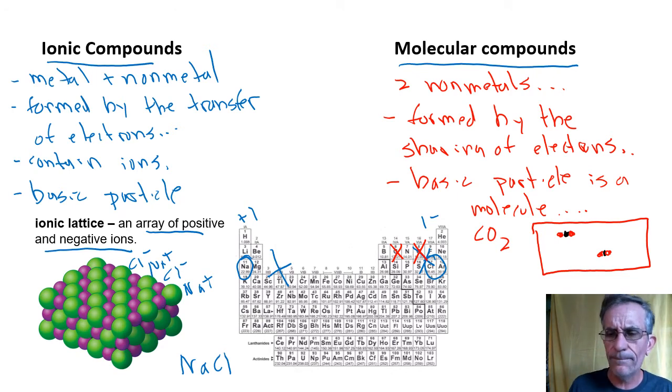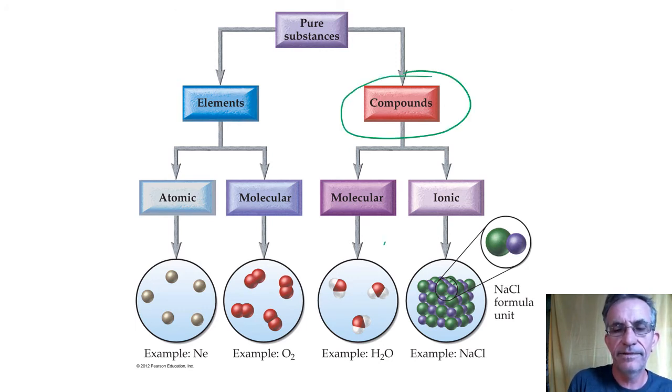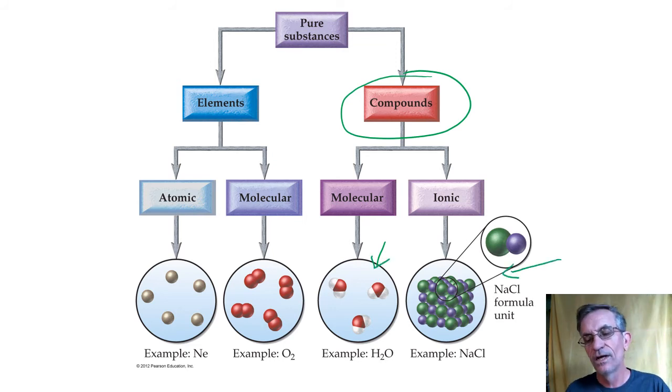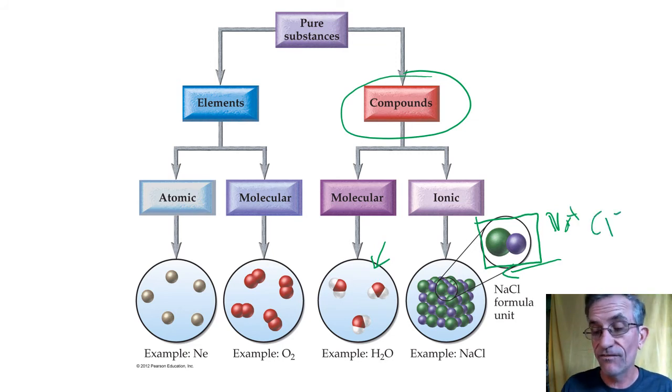Now, let me show you one more picture of this. This is a picture out of your book. This is kind of putting it all together. All right, so compounds come in 2 flavors. We have molecular, made up of molecules. Water is another example. We have ionic, made up of this lattice. Sometimes instead of a lattice, you might hear it called a formula unit. A formula unit is just one of each, like 1 sodium and 1 chloride. So this has a bunch of formula units. Every little sodium and chlorine together is a formula unit.